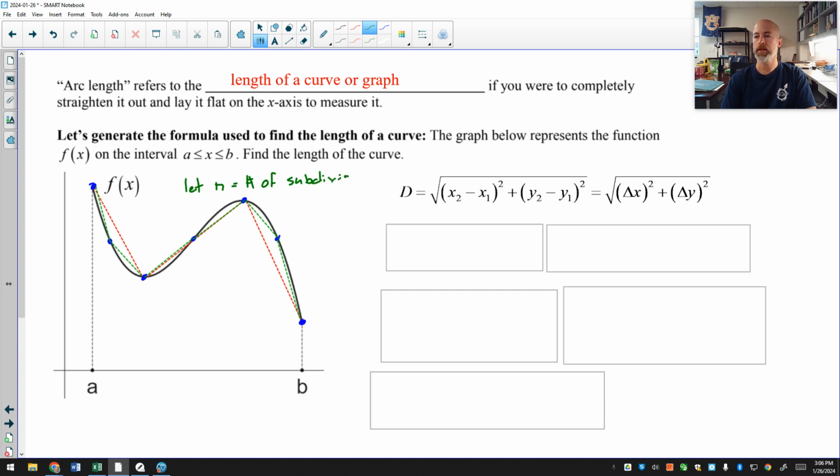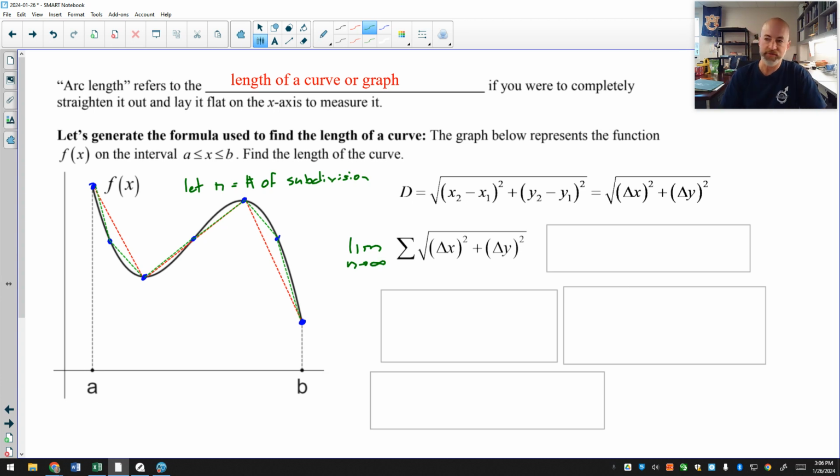And if n is the number of subdivisions, what I'm going to do is find all of those different lengths and add them together. I'm going to find the sum of those. And as long as n is finite, that will be an approximation. However, if I want this to become the exact distance, the exact length of the curve, then I will take that summation and I will see what happens as n goes to infinity. What if I take an infinite number of subdivisions?